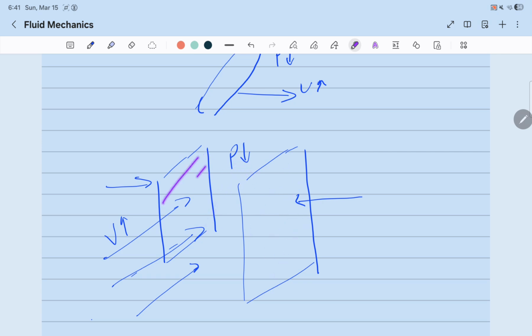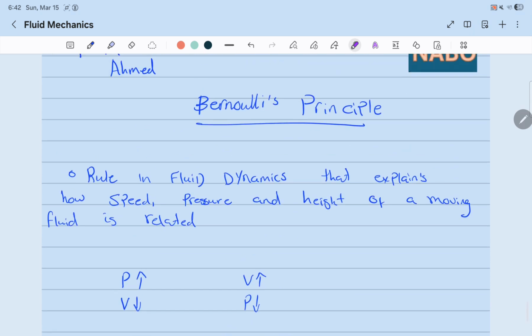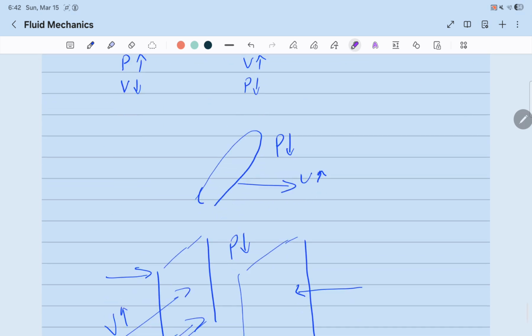What would end up happening is these two sheets of paper will stick to each other, and the reason behind that is because the pressure in the middle is lower and the pressure to the sides is higher. It's not necessarily higher, it's just normal, but the pressure in the middle has gone down due to the increase in velocity. So again, Bernoulli's principle relates the velocity, the pressure, and the height of a moving fluid. Now, let's go deeper into it.